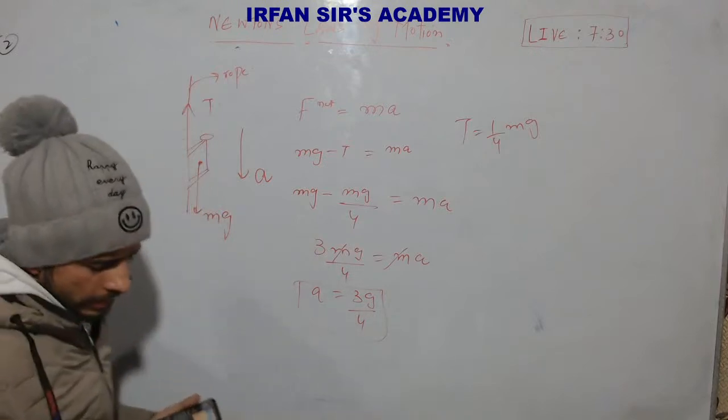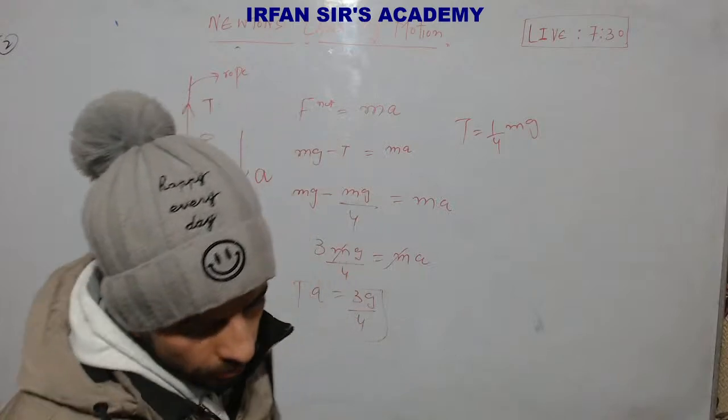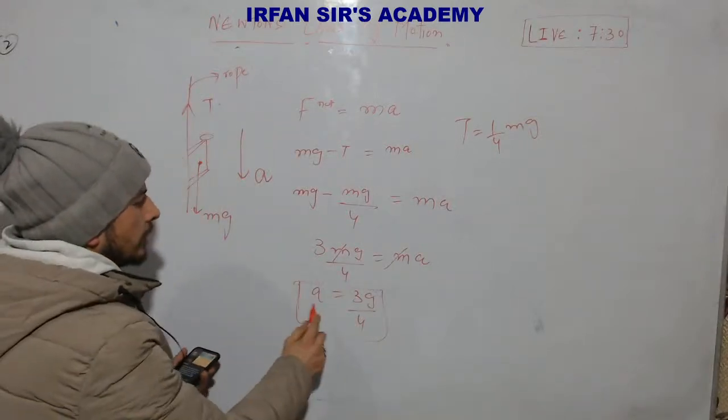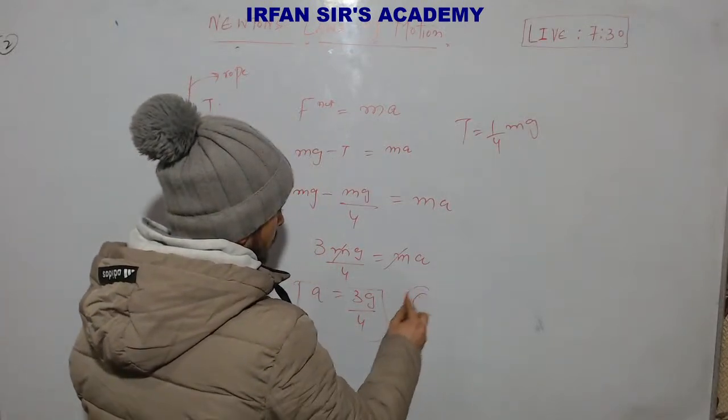The minimum acceleration with which, yes Sharik, option C. Yes Rizwan, option C. The minimum acceleration with which it will go is 3g upon 4, and that's option C. Option C is the correct answer.